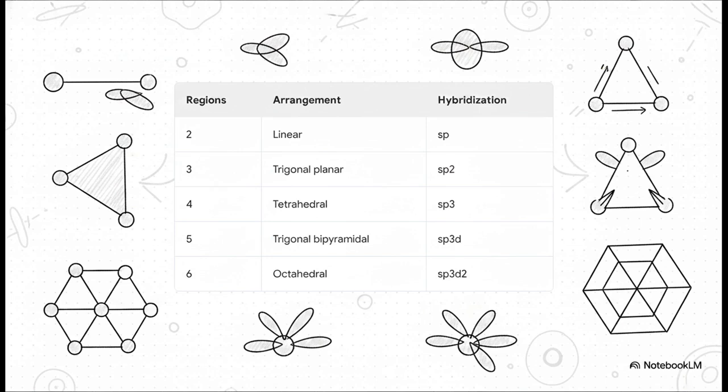4 regions gives you that classic 3D tetrahedral shape with sp3. And hey, if your atom is large enough to expand beyond the octet using d orbitals, 5 regions give us a trigonal bipyramidal shape with sp3d, and 6 regions build a complex octahedral structure with sp3d2. The physical geometry perfectly and directly dictates the hybrid building materials required.